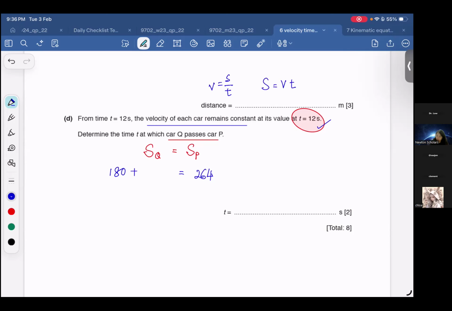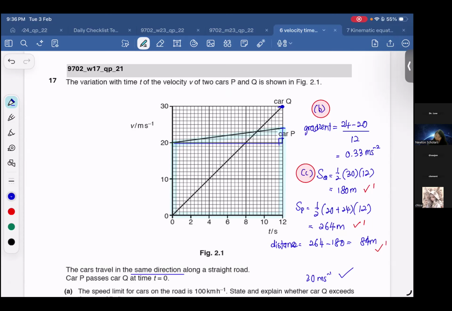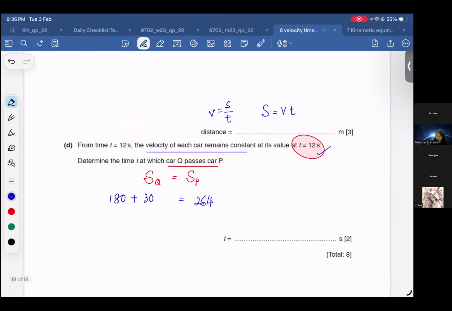Okay, car Q at 12 seconds, the speed is 30 meters per second. So 30 meters per second times t will be the distance traveled after 12 seconds. But how long the time is, we need to find out, okay? For car P, it already traveled 264 meters from 0 to 12 seconds.